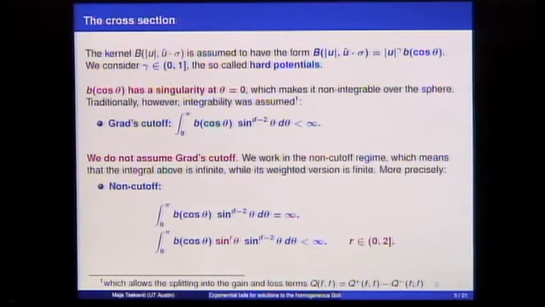But when you introduce an extra weight, a sine to the r of theta, then the integral becomes finite. What this really means is that compared to the Grad cutoff, this function B is allowed to have more singularity. R powers of more singularity. And ideally, you would like this r to be 2, so to give 2 extra powers of singularity. But we give ourselves a little bit of flexibility and allow r to be between 0 and 2.